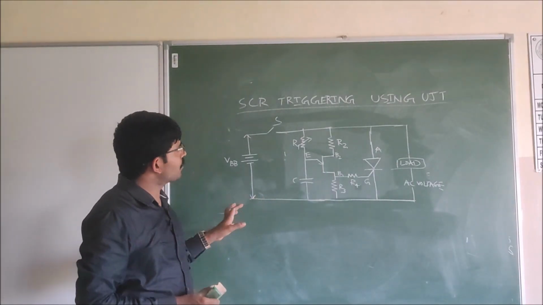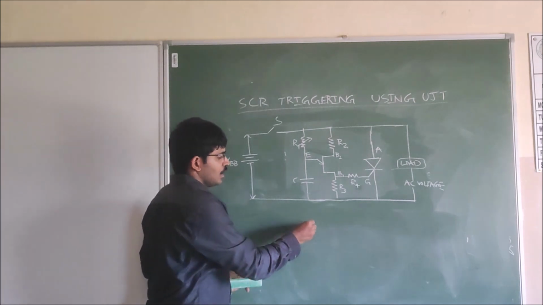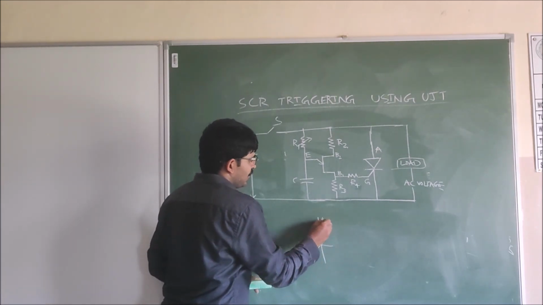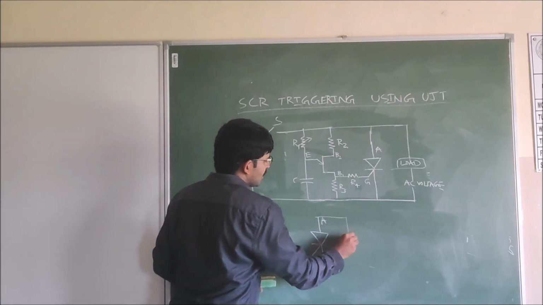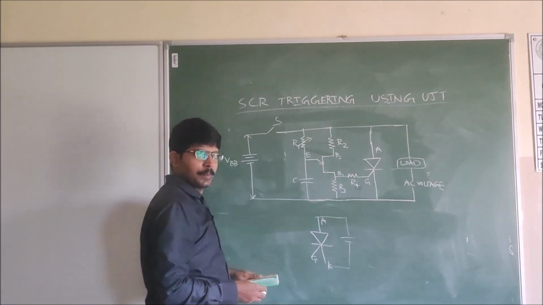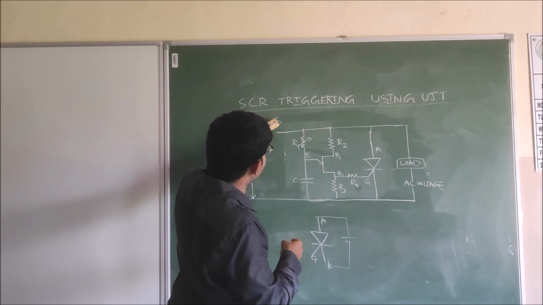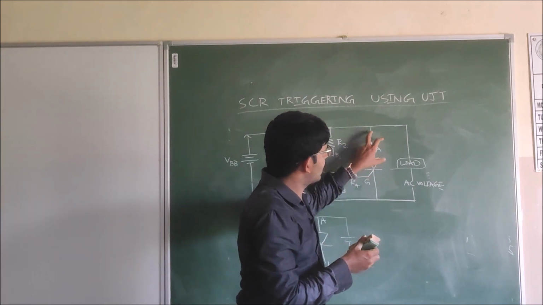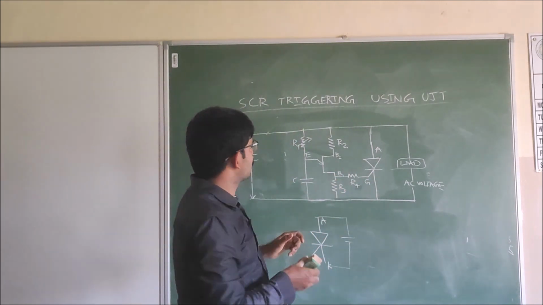Now we are discussing SCR triggering using UJT. We know SCR is a three-terminal device: anode, cathode and gate. We are giving some supply to the anode and cathode. Here we are giving some supply when the switch is closed. Some supply we are giving, VBB, to the SCR.